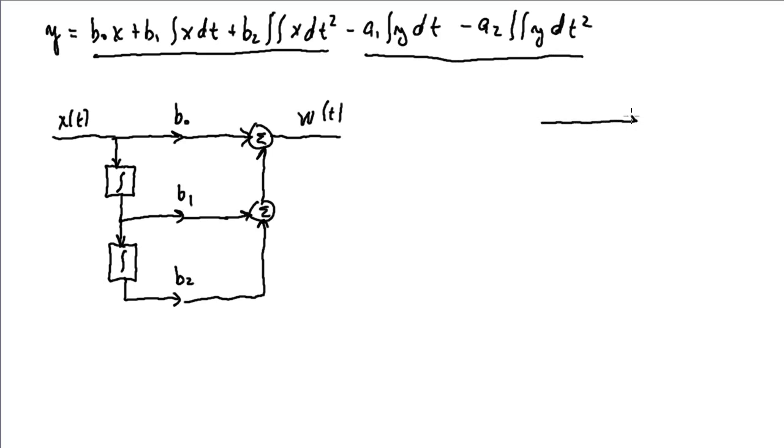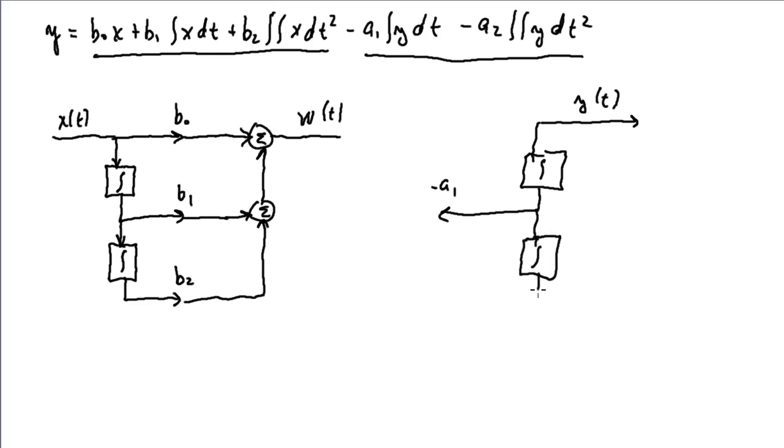I've got y of t coming out of this. I'm going to need feedback now. In order to form y of t, it's this w of t signal minus all of these terms. So minus, I have to integrate y here, and then that gets multiplied by minus a1, and then do a second integral of y. That gets multiplied by minus a2. Then now I need to add these terms into w of t, so I can do that like this.